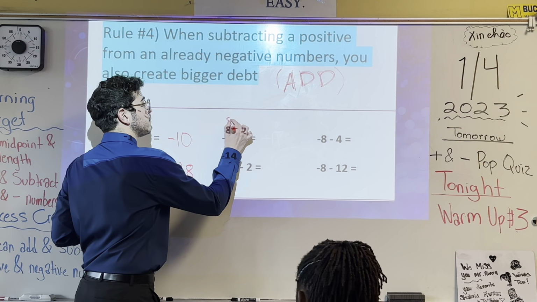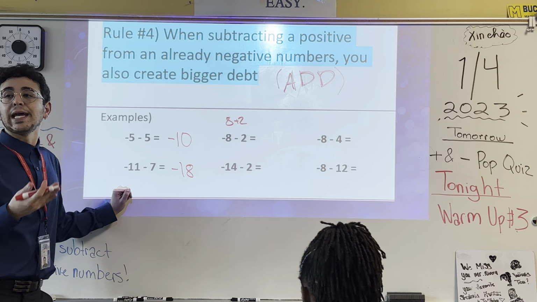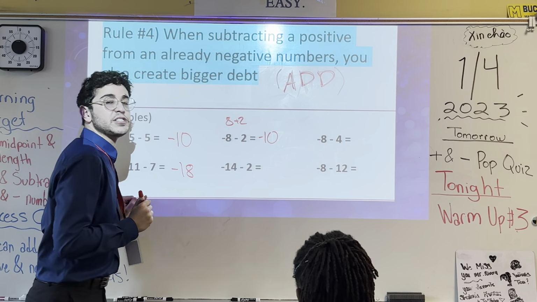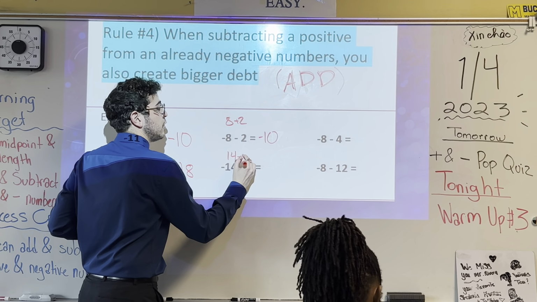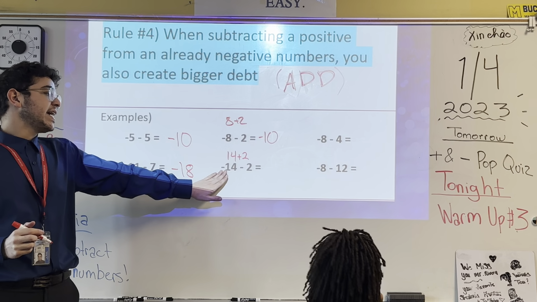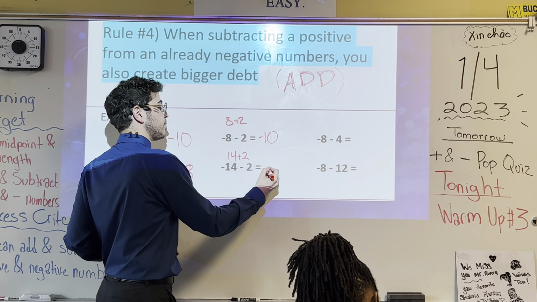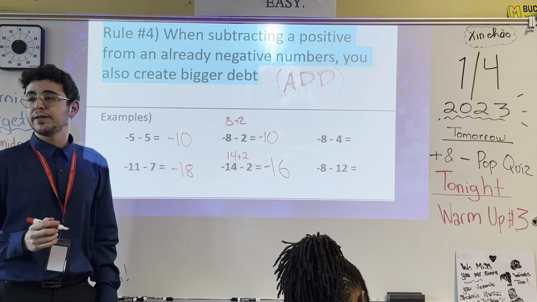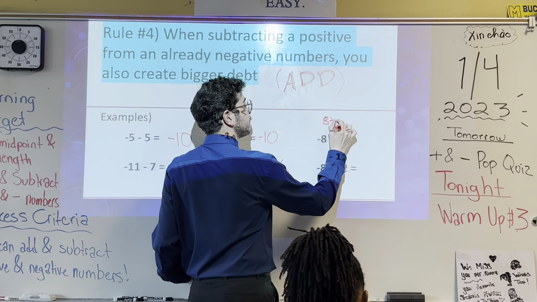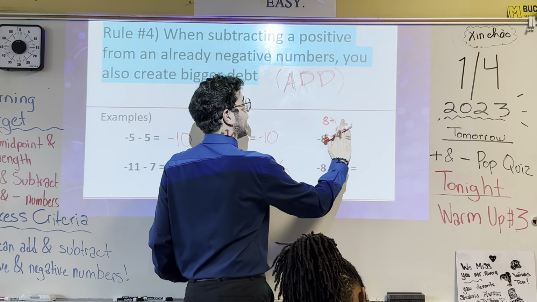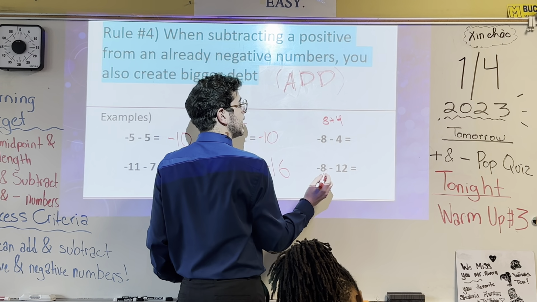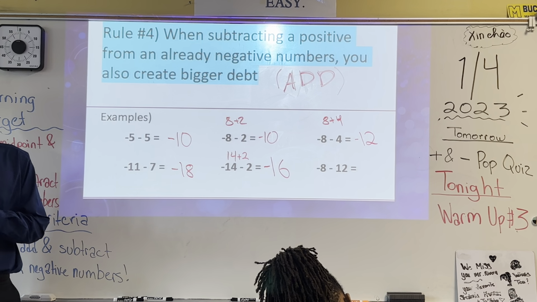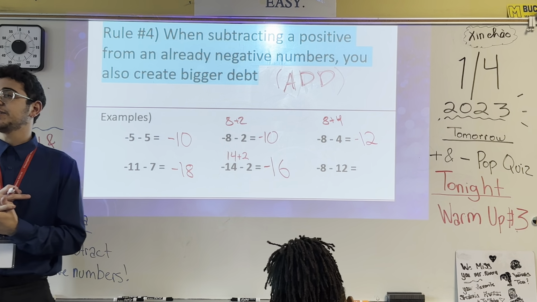What is 8 plus 2? 8 plus 2 is 10, so negative 8 minus 2 is negative 10. What's 14 plus 2? 14 plus 2 is 16. Negative 14 minus 2 is what, class? Negative 16. What's 8 plus 4? 8 plus 4 is 12. So negative 8 minus 4 is negative 12. So we're really doing adding even though it's subtraction. However, the final answer will be negative.